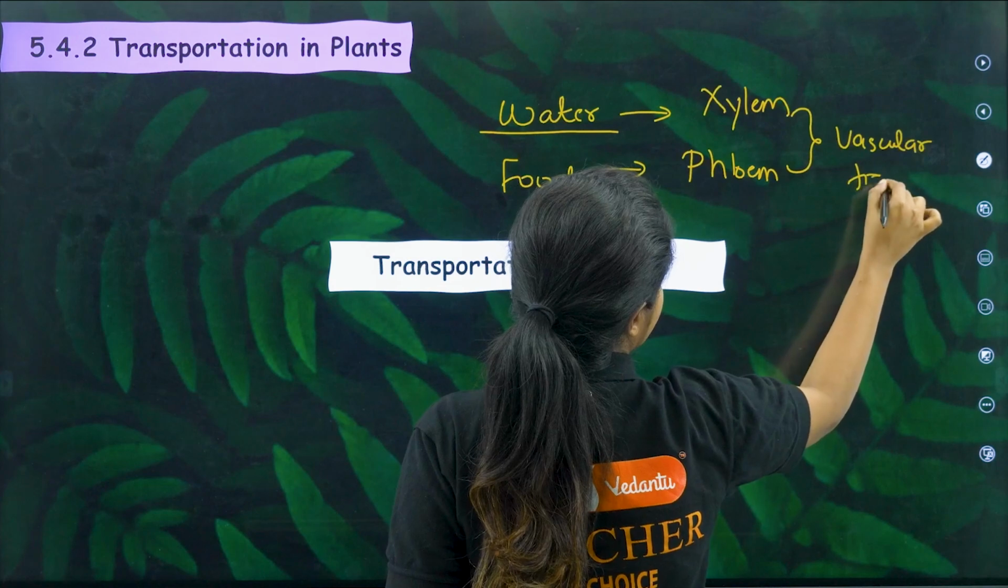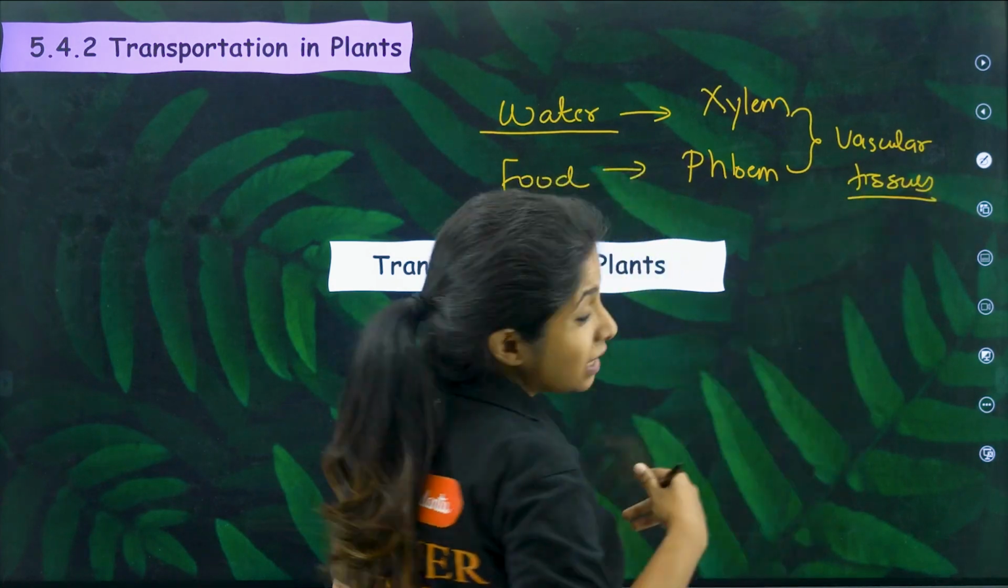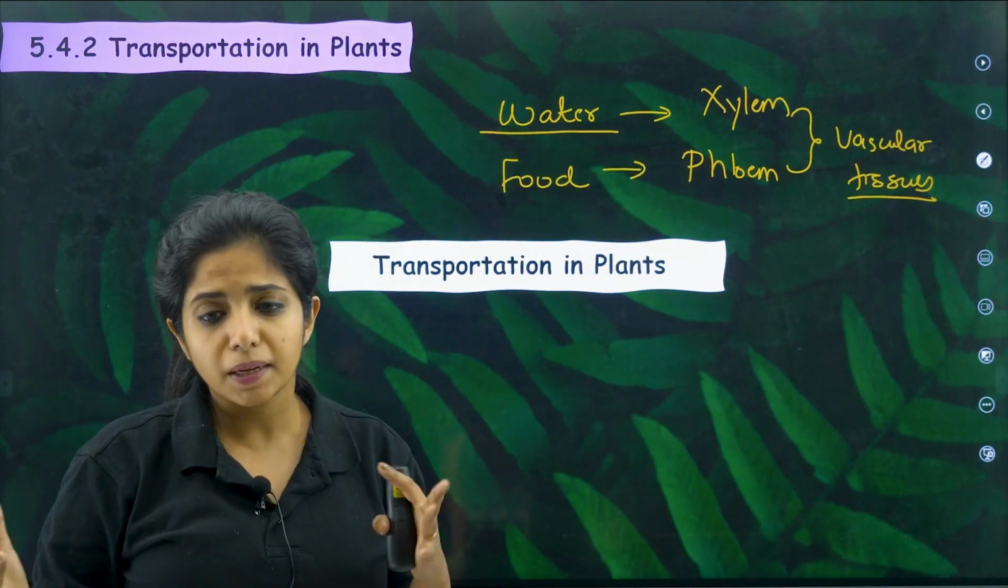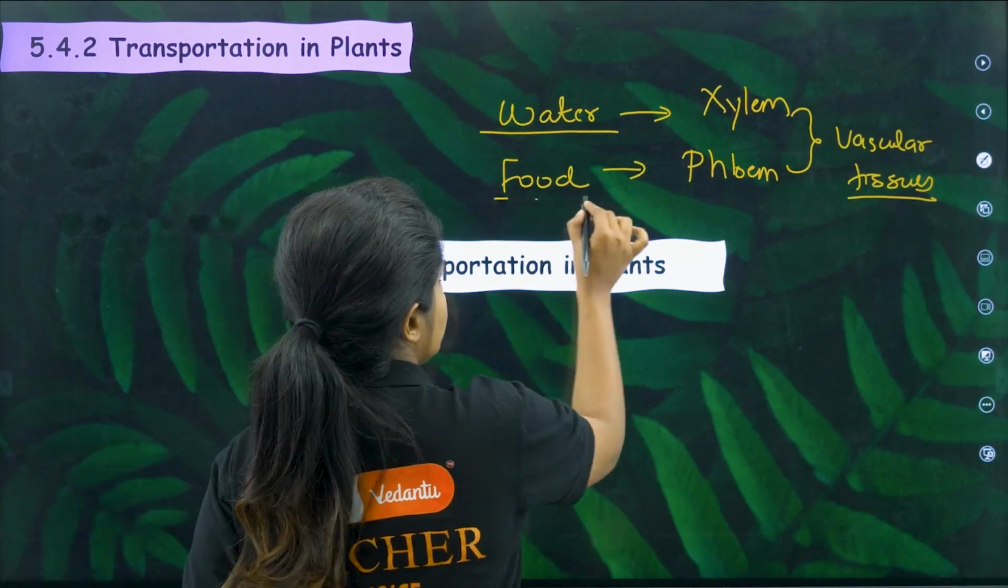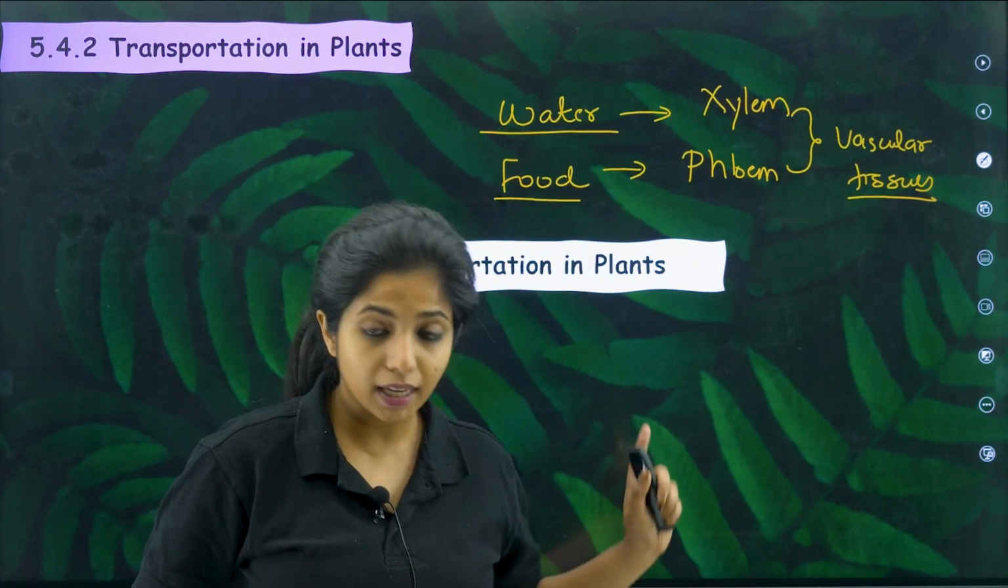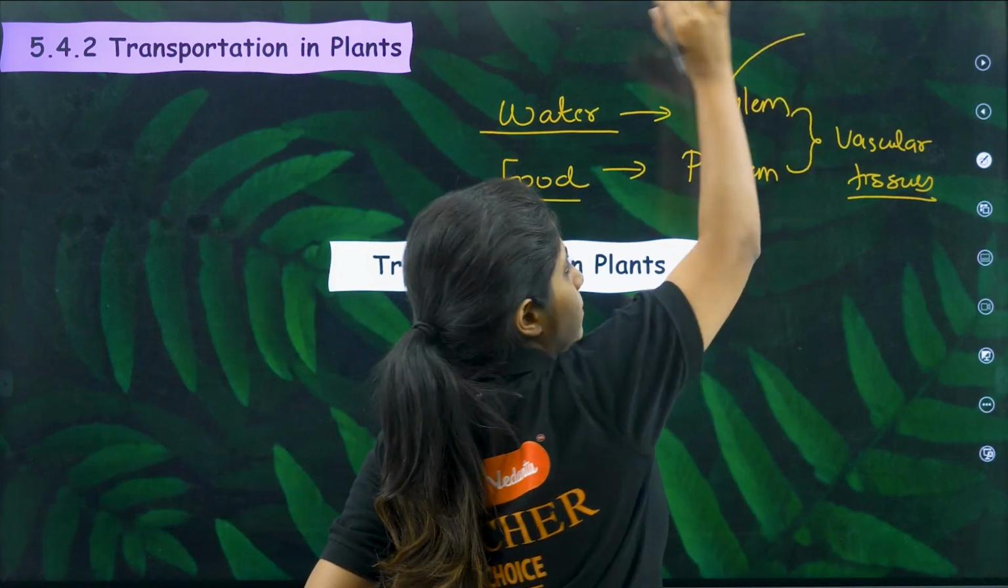What are those, children? They are vascular tissues. And it is a tissue, that means it is made up of multiple different types of cells also. So these come together and help in the transportation of water and food. So the first thing we are going to talk about is xylem.